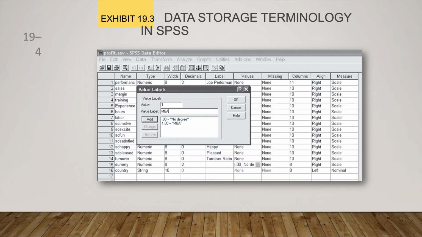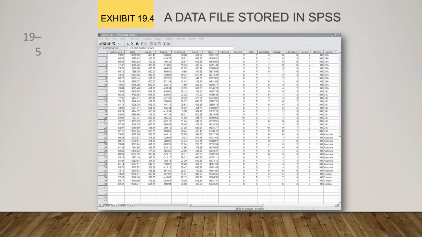And then you have the value labels, with 0 being no degree, 1 being an MBA, so you can look very quickly at the number and determine whether or not the person has that degree or doesn't have that degree. And this is just, of course, the data file. These are the numeric representations on a spreadsheet.